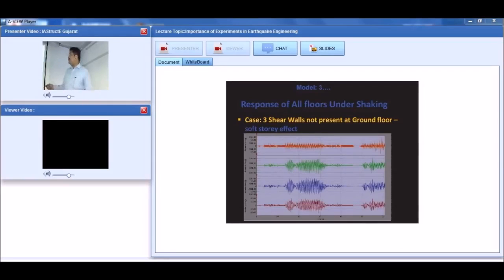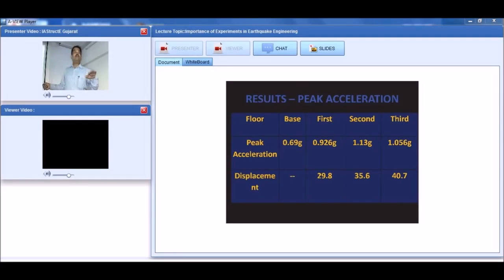Next. And if you look at this, the acceleration was reduced because your structure became flexible. So the acceleration came down from 2.23 with the full shear wall to 1.056. And if you look at these, these are the displacements. The displacement is 40.7 at the third story, 35.6 and 29.8. So total deformation is 40 at the top story, and on the first story it is 30. Means what percentage of the deformation is at the ground story? Almost 75% deformation is focused at the ground story level. 75% deformation at the ground story level, right? Which is very dangerous. Next.